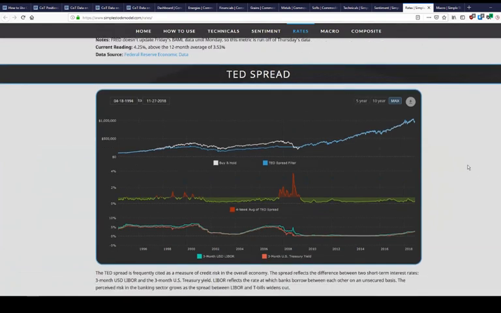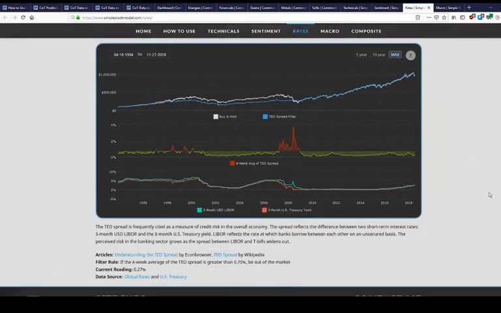We've got the TED spread. The TED spread is the difference between a risky rate and a risk-free rate. This is 3-month LIBOR to 3-month treasuries. That was a huge tell in the financial crisis, a stress in the banking system, when LIBOR was really high and 3-month treasuries were a lot lower. The TED spread hasn't done anything recently, so there's nothing to read into there.